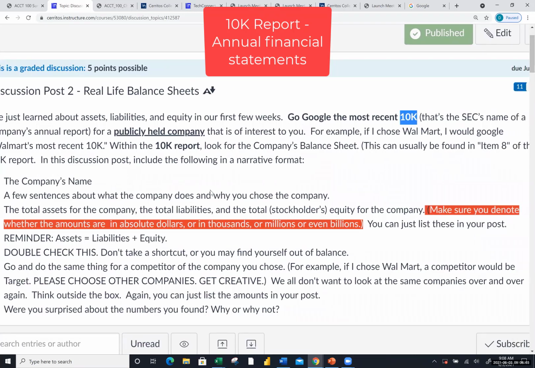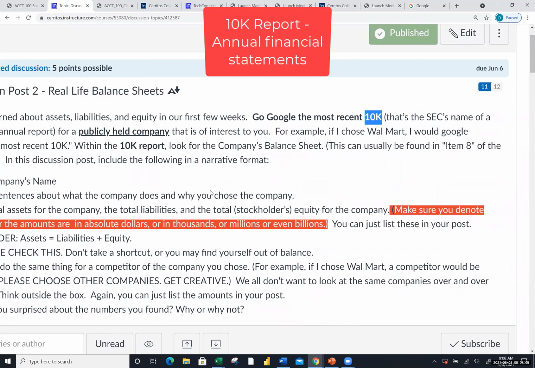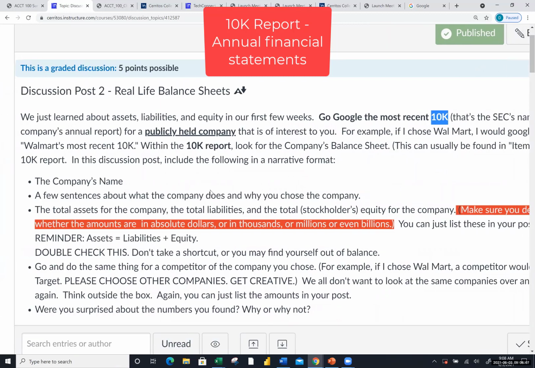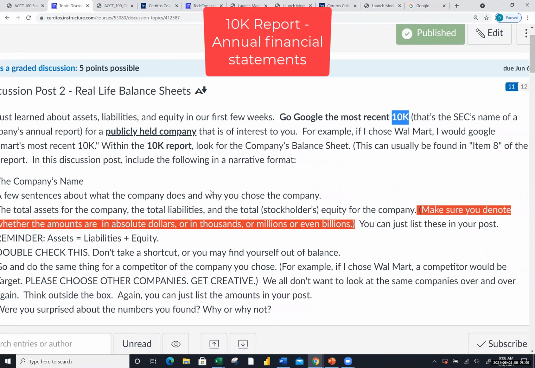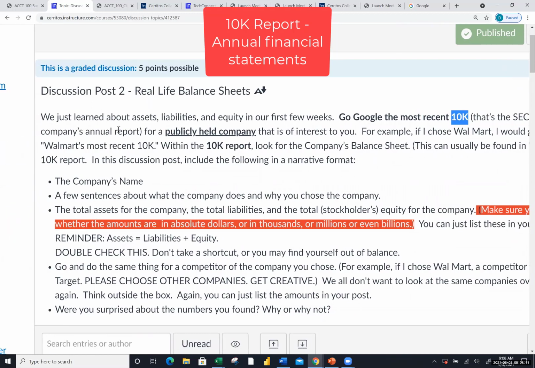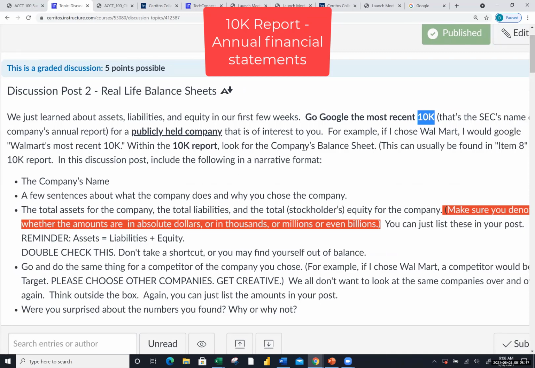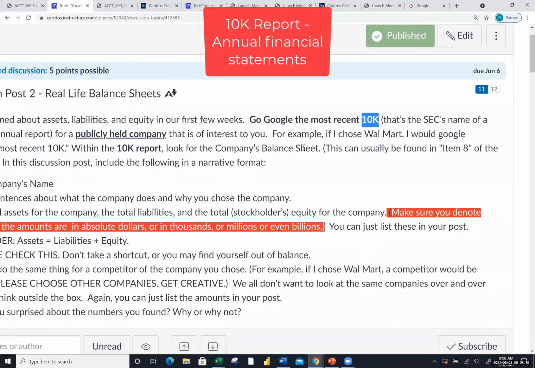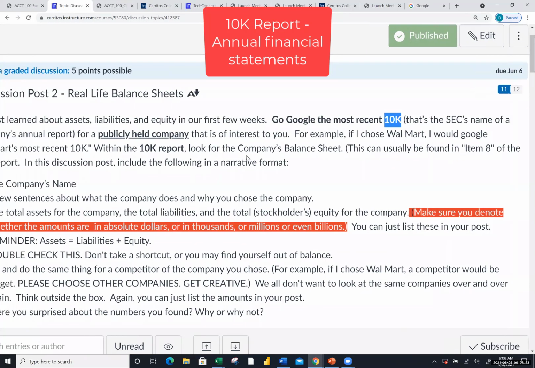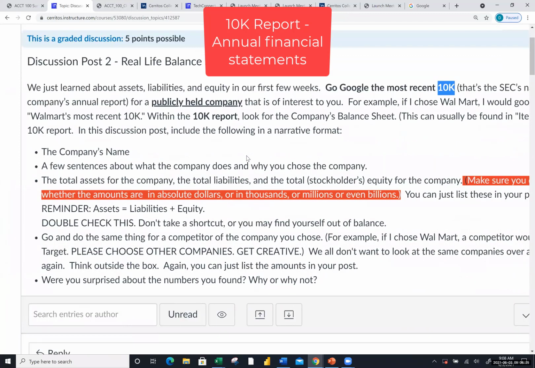So it says, go Google the most recent 10K. I'm going to do that with you to show you how. For example, if I chose Walmart, I would put into Google Walmart's most recent 10K. And within that 10K, I want you looking for the balance sheet. The note tells you that this is usually in Item 8. Item 8. And here's what you're going to do in the discussion post.